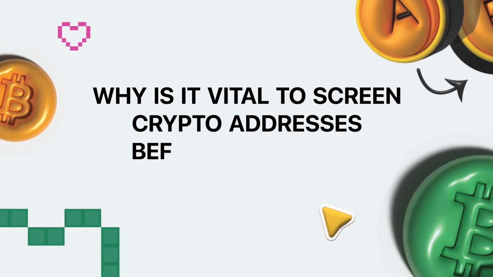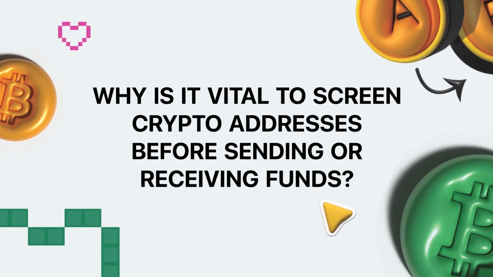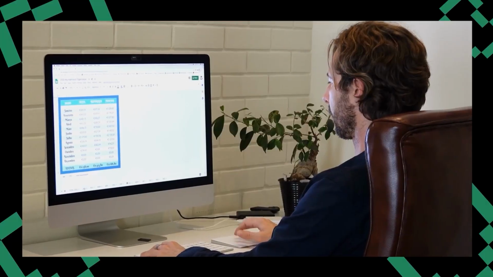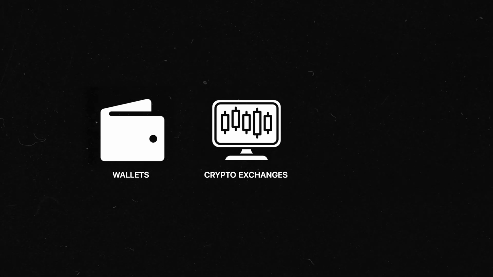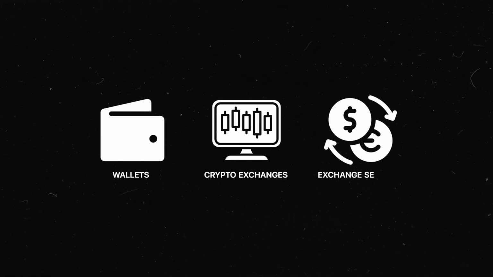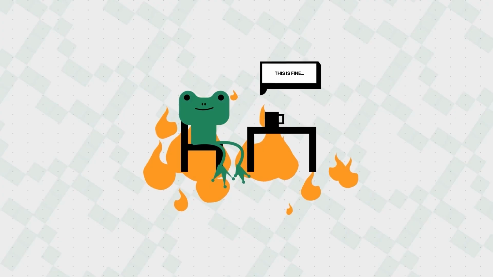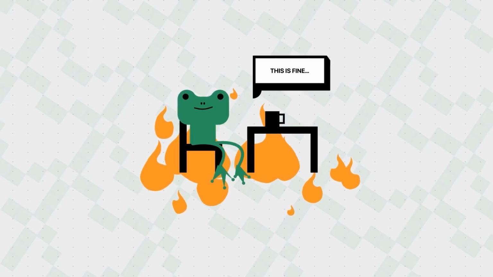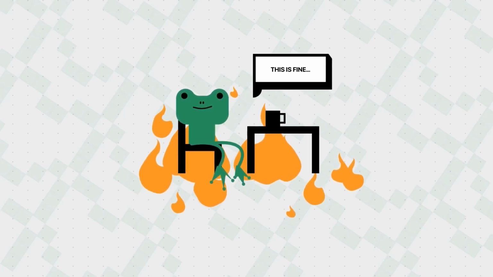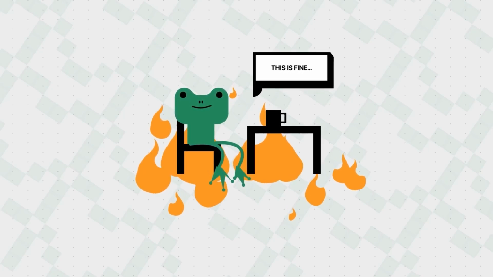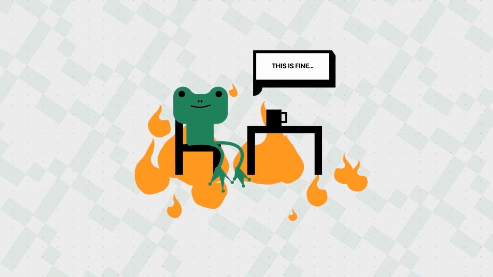Why is it vital to screen crypto addresses before sending or receiving funds? Crypto platforms, including wallets, big crypto exchanges, and smaller exchange services, are required by law to maintain the cleanliness of funds they use for transactions. If they spot that an address is linked to risky transactions, the transfer can be frozen and the owner of the address can be required to undergo an additional check.